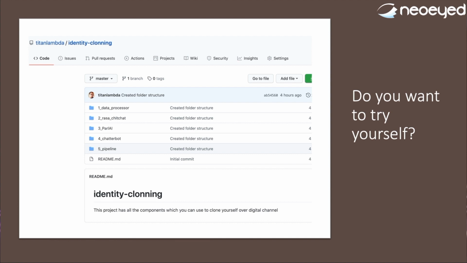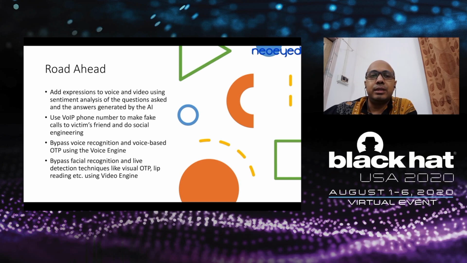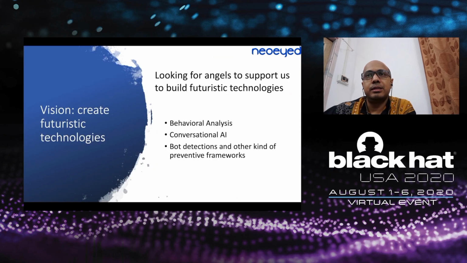Now, if you really want to try it, this is the source code, and this is in my GitHub. If you go to this GitHub, Titan Lambda Identity Cloning, you get all the documentation and the steps to set it up and run it on your own. Road ahead, as I said: expression, probably bypassing some biometrics. Those are the things we can try out, and as I said, I'll be happy to hear your suggestions on this.